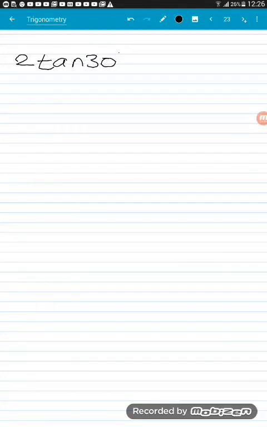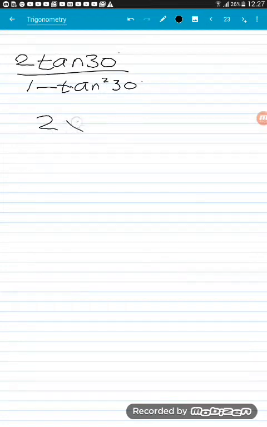2 tan 30 by 1 minus tan square 30 degree. Option A is cos 60 degree. Option B is sin 60 degree. Option C is tan 60 degree, sin 30 degree. Now we will solve it, then we will find which option it is suitable for.